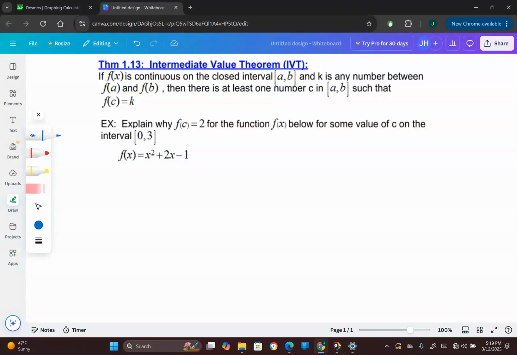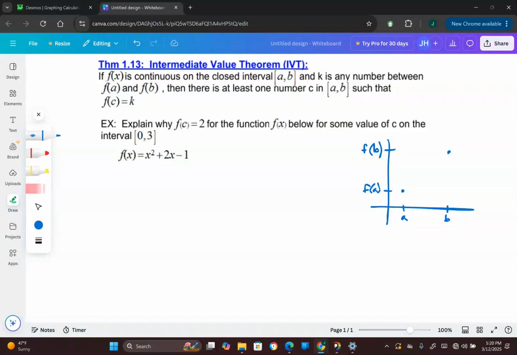We're going to talk about a theorem. It's the Intermediate Value Theorem. It says if f of x is continuous on a closed interval from a to b. So if I'm going to draw a graph, here's a, here's b, and let's say we start out here at f of a, and I have to end over here at f of b.